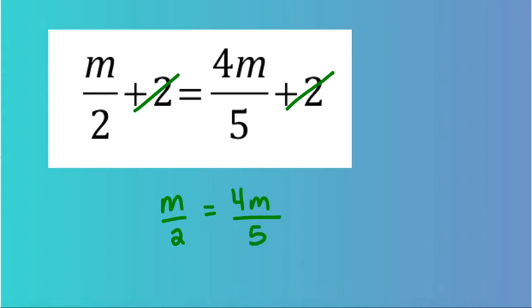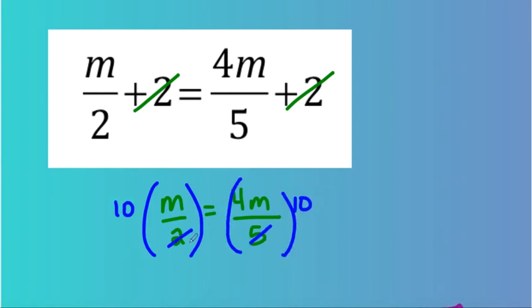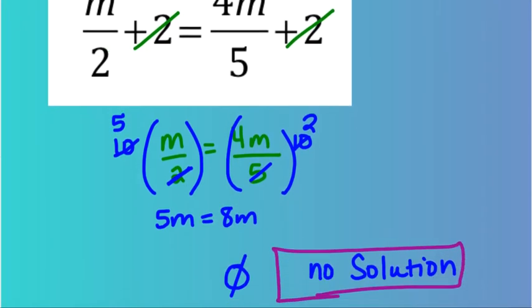Now, some of you might be seeing a proportion, and remember, you can then clear fractions just by multiplying by the lowest common denominator. So we're going to multiply both sides by 10. Okay, so that's going to give me, if 2 goes into 10 5 times, 5m equals 8m. Okay, I'm going to isolate the variables.